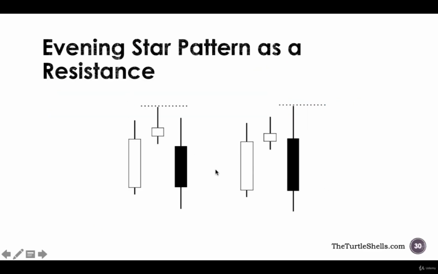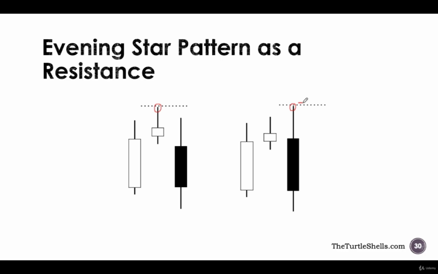So let's look at these two evening stars. In this case, the second candle's high is the highest high of the three candles. In this case, the third candle's high is the highest high of the three candles. Whatever is the highest high of the three candles becomes our resistance point. So I keep my stop loss above that.